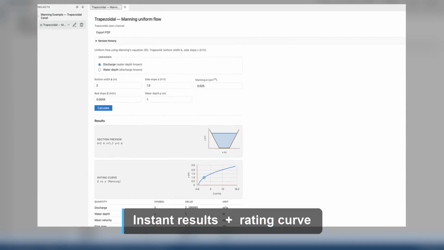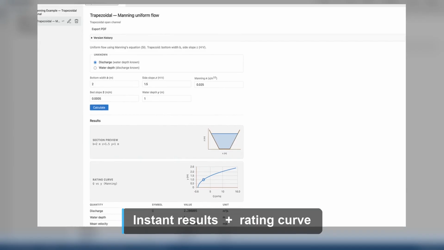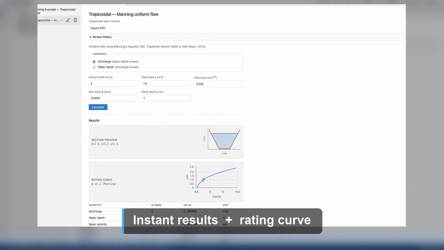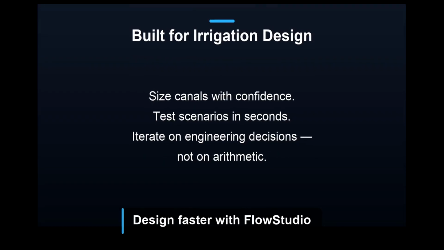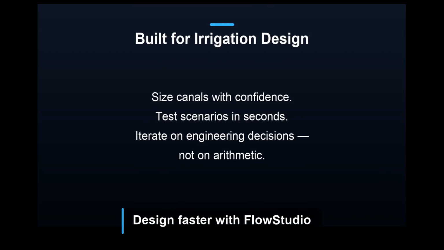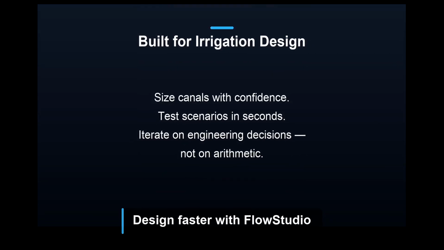Discharge, velocity, flow area, and a rating curve showing how flow grows with depth. The exact numbers we just worked out by hand in a fraction of a second. And that is the point. Spend your time on the engineering decisions, sizing canals, testing scenarios, comparing options, instead of grinding through arithmetic.